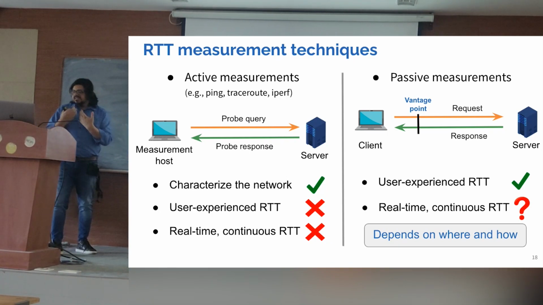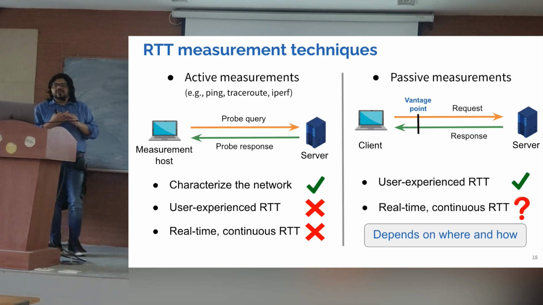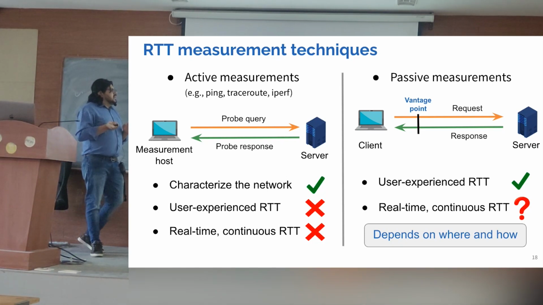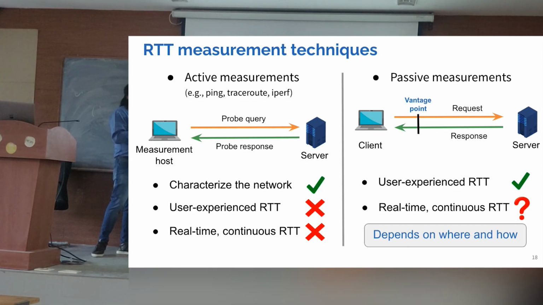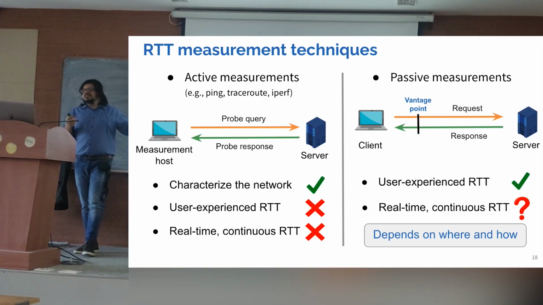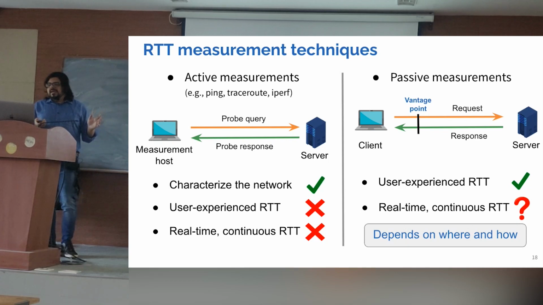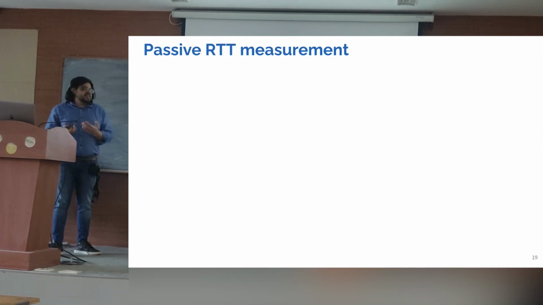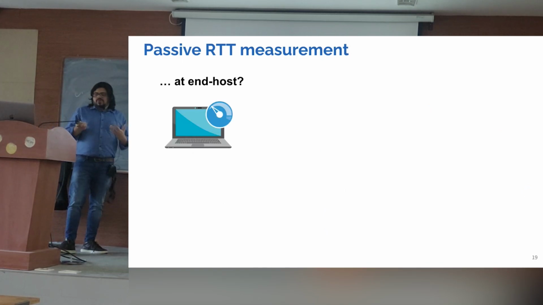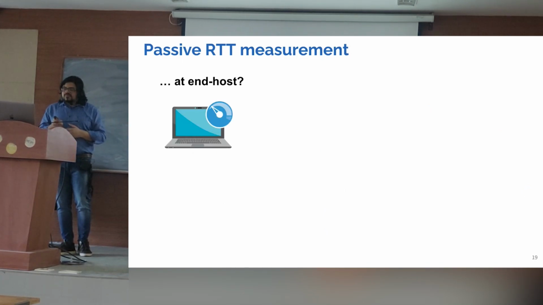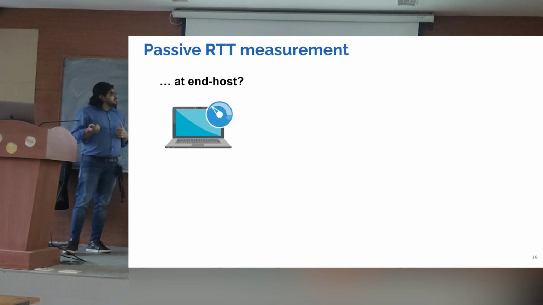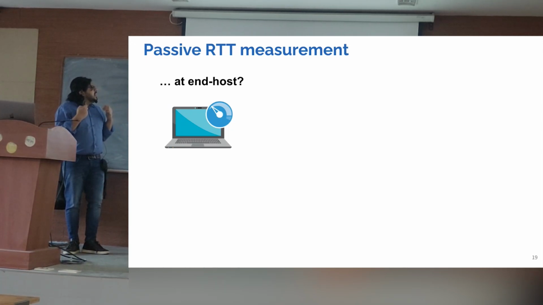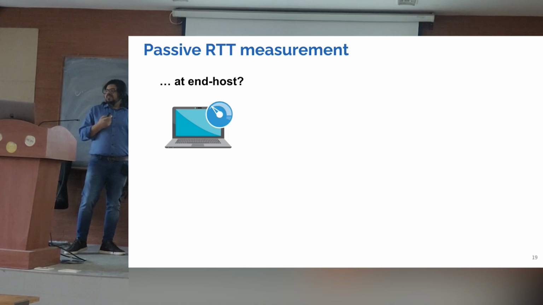But how do we do real-time and continuous RTT? This doesn't really give us the answer for how to do it in real time. And really, this depends on how we do passive measurements and where we do passive measurements. So I'm going to go into details of that. Now, more on passive RTT measurement. Where can we do this, right? We spoke about needing to solve two problems: where and how to do passive RTT measurements.